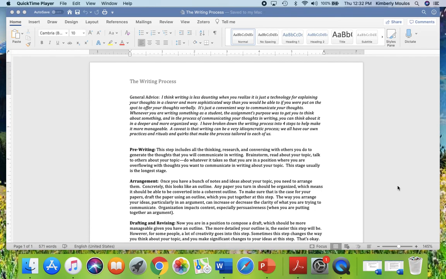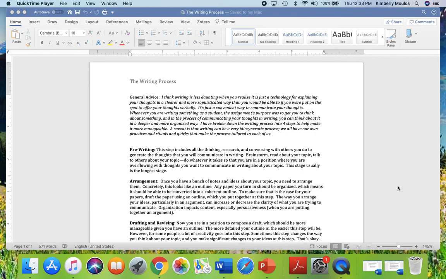Whenever you are writing something as a student, the assignment's purpose was to get you to think about something. And in the process of communicating your thoughts in writing, you can think about it in a deeper and more organized way. I have broken down the writing process into 4 steps to help make it more manageable. A caveat is that writing can be a very idiosyncratic process. We all have our own practices and rituals and quirks that make the process tailored to each of us.